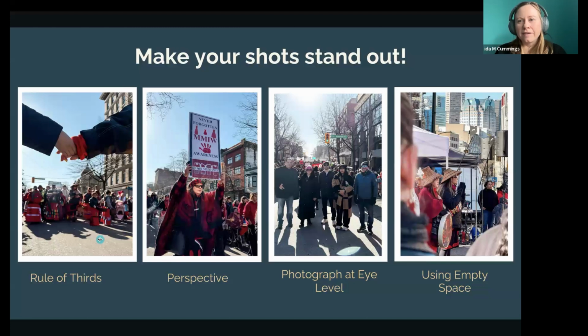You'll see in the next slide, I'll explain this a little better, and how you can see this on your camera. But basically you want whatever is the interest to be on that third rather than in the middle. It will just create a more dynamic look within your photos. Another one is perspective. So you can see here I shot this from down going up.